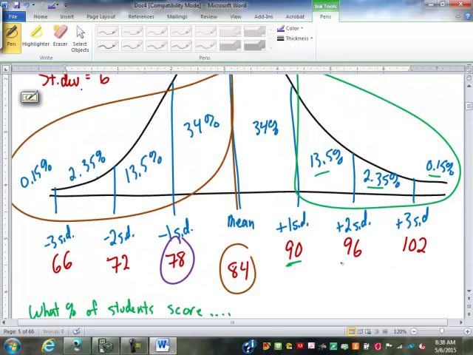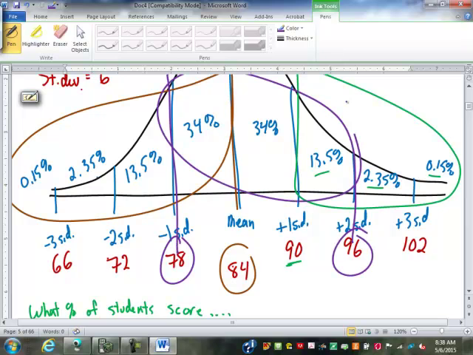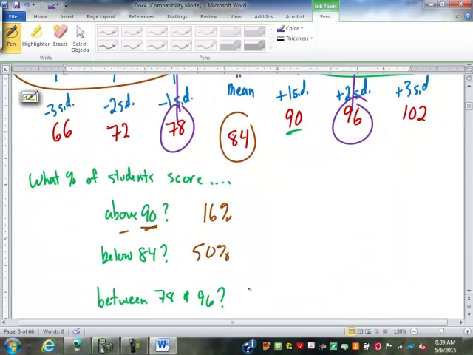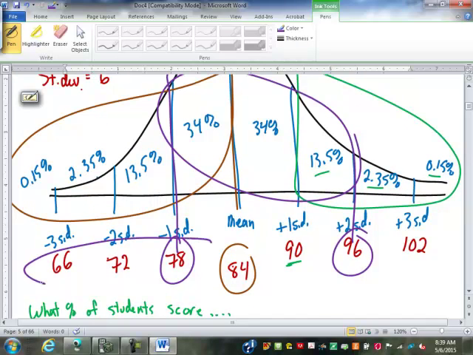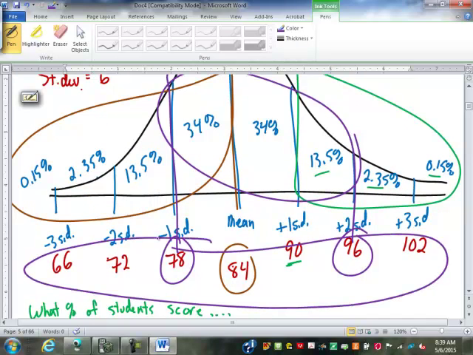Well, here's 78, here's 96. If I add those together, I'm going to get 81.5%. Now you might be looking at this saying, okay, that's kind of neat, but a little confusing. The big thing here is the numbers down here, these numbers came from the mean and the standard deviation. Those numbers change depending on what the mean and the standard deviation of your data set are.